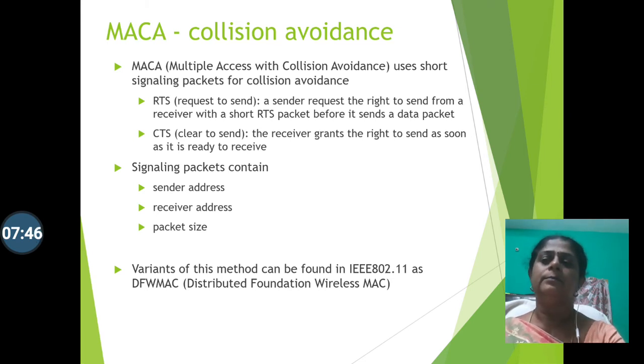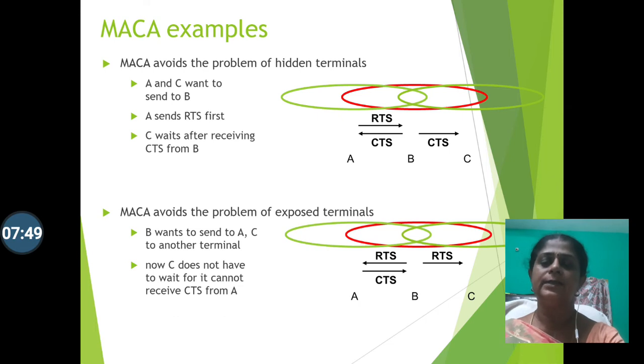Again let us go on to the three terminals A, B and C. A is in the range of B and C is also in the range of B, but A and C are out of range of each other. How will they let their existence be known to the other? How will A let C know that A exists, or how will C let A know that C exists? So here we are adding a little bit more to the existing CSMA/CD.